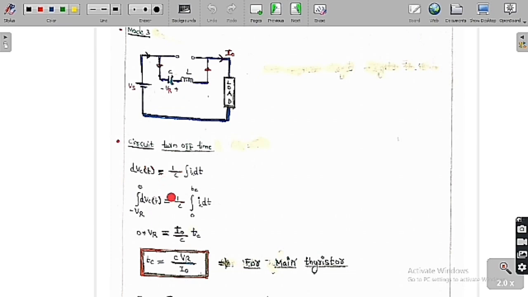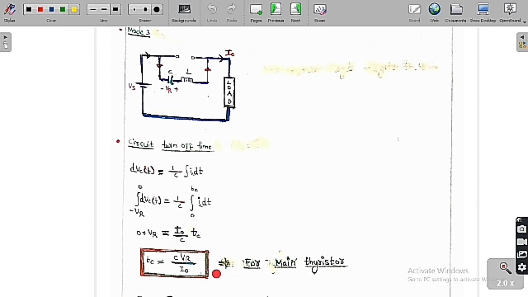minus VR to 0. So dVc of t is equal to 1 by C integration from 0 to Tc of IC dt. If you do this, we are going to get 0 plus VR is equal to I naught by C into Tc, because the capacitor current is equal to I naught in this case. Therefore you are going to get Tc is equal to C into VR by I naught.